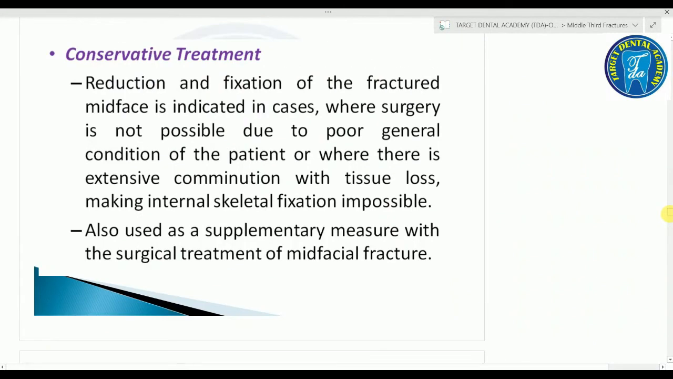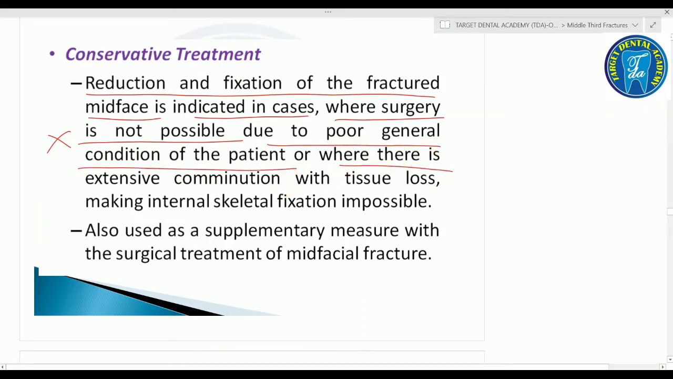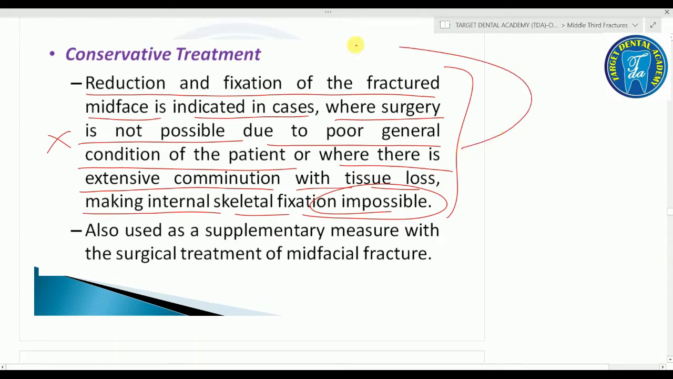Coming on to the conservative treatment: reduction and fixation of the fractured midface is indicated in cases where surgery is not possible. Why? Due to the poor general condition of the patient, or where there is extensive comminution with tissue loss making internal skeletal fixation impossible. In that case, you can go for conservative treatment. It is also used as a supplementary measure with the surgical treatment of midfacial fractures.